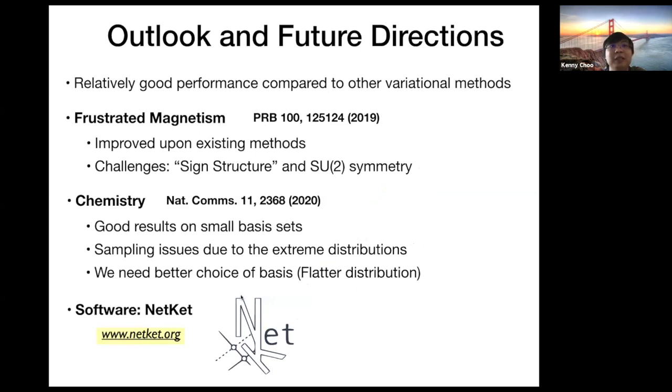And to wrap up, we were looking at the performance of these neural network states on two different types of problems. First, we looked at frustrated magnetism on the J1-J2 model, and also quantum chemistry on some small basis sets. And lastly, if you're interested, you can also check out the code that we were using at this website.